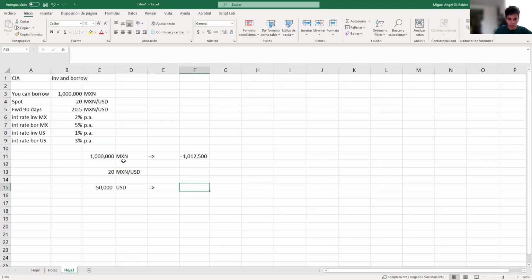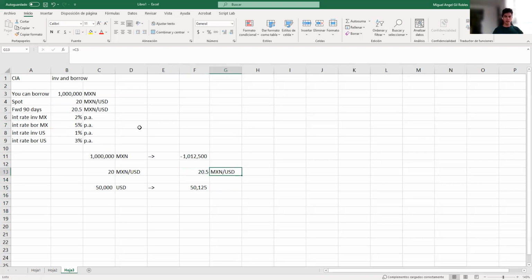So what rate should I use? Let's do the calculation, this number 1 plus the interest rate. Which interest rate? Remember, what did I just say? I am investing the dollars, right? So it's an investment rate for the US. So it will be 1% times 90 over 360. Like this, right? And then the final step, just to convert using the forward.